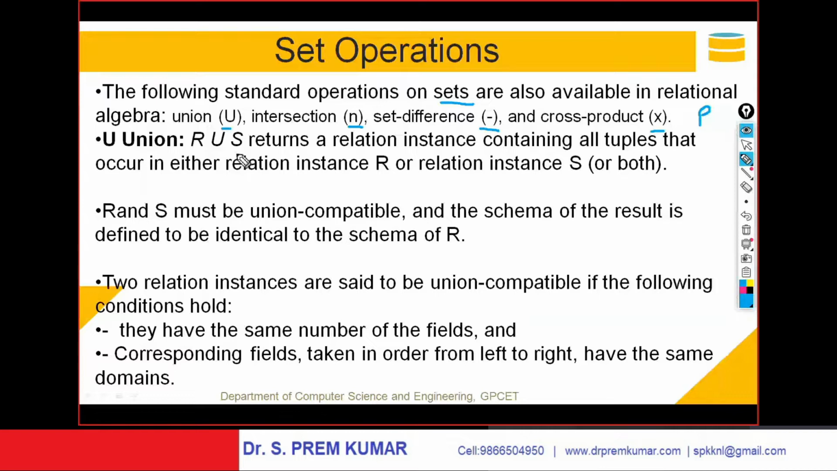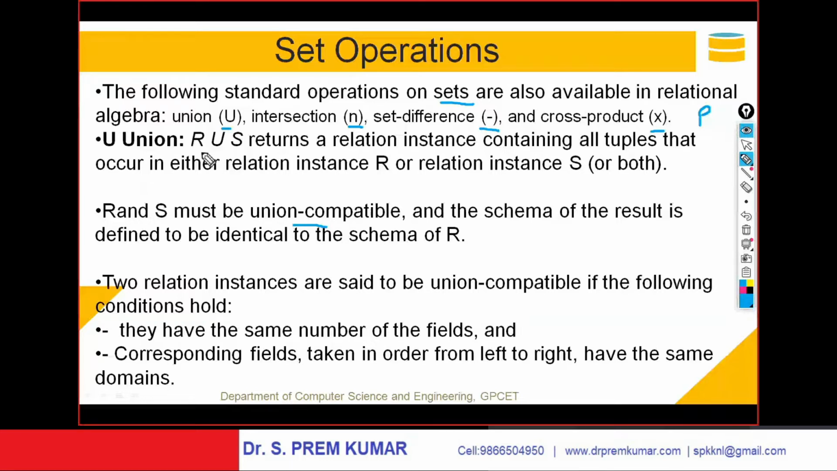Tuples of R as well as the tuples of S, you get the complete data. If there are any duplicates, the duplicates are eliminated. That is a union operation. R and S must be union compatible. Union compatible is nothing but having the same number of fields. If R contains 10 fields, S also should contain 10 fields. If R's first field is integer, S's first field also should be integer. If R's second field is character, S's second field also should be character. That is compatibility.